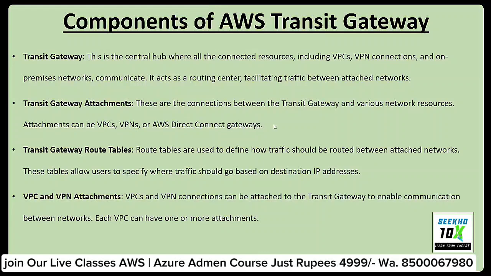And here we need to add one more point. VPC peering also can be an attachment. So, transit gateway route table. Route tables are used to define how traffic should be routed between the attached networks.